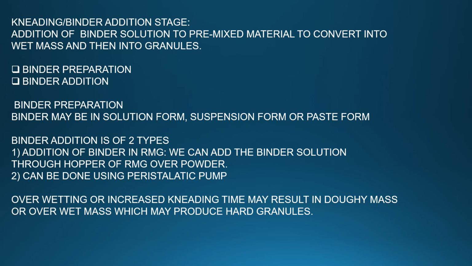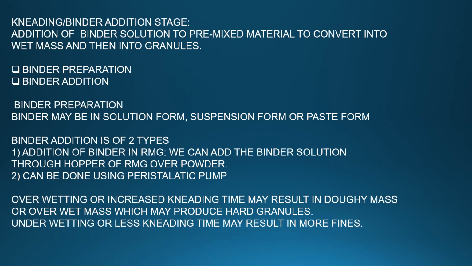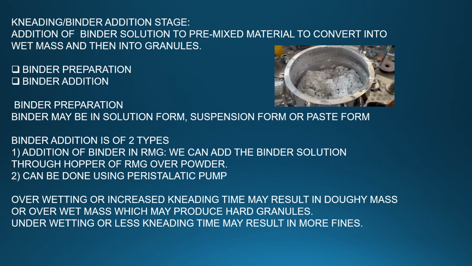Over-wetting or increased kneading time may result in a doughy mass or over-wet mass, which may produce hard granules. Under-wetting or less kneading time may result in more fines. Factors which affect granule quality depend on binder addition rate, kneading time, and mixing speed. This is a picture showing how kneading looks after addition of binder solution in the RMG.